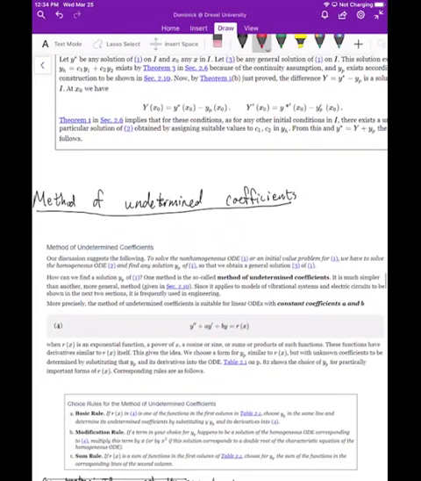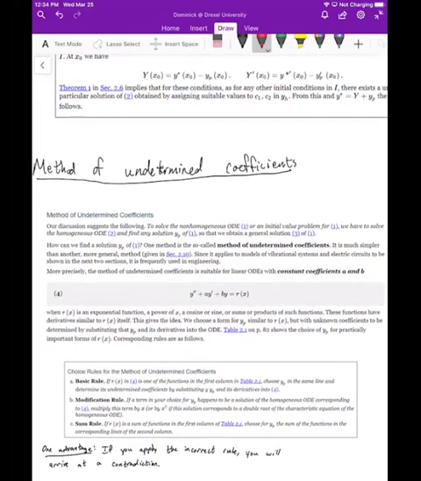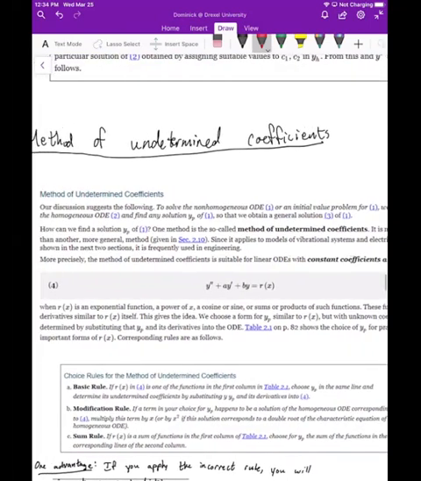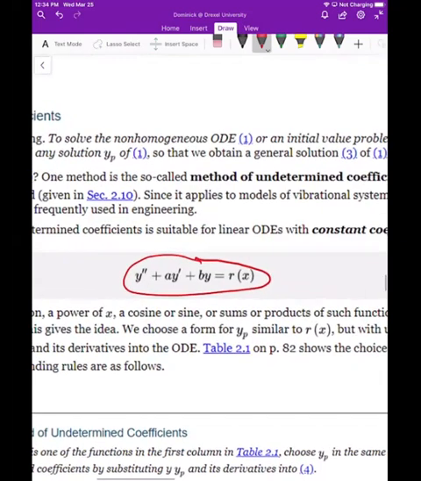Okay, so now I want to get to how we can actually solve one of these using what's called the method of undetermined coefficients. Essentially, we're going to be looking at a non-homogeneous ODE with constant coefficients. And again, this is different to what we did before because now R of X is non-zero, right? Whereas before we looked at when R of X was 0.